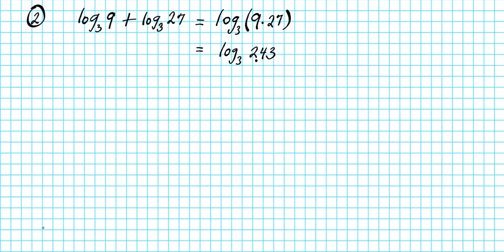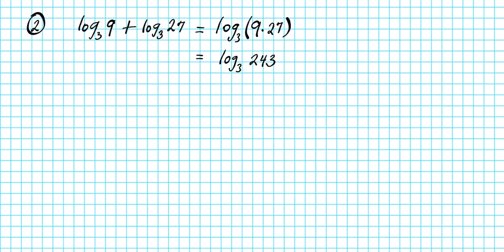Now, can 243 be written as a power of 3? That's the question. If it can, then we can apply the inverse property to simplify it. Let's take a look at our powers of 3. We're going to see if we can end up with 243. So 3 to the 0th power is 1. 3 to the first power is 3. 3 to the second power is 9. 3 to the third power is 27. 3 to the fourth power is 81. 3 to the fifth power is 243. Wow, this is exactly what we want.